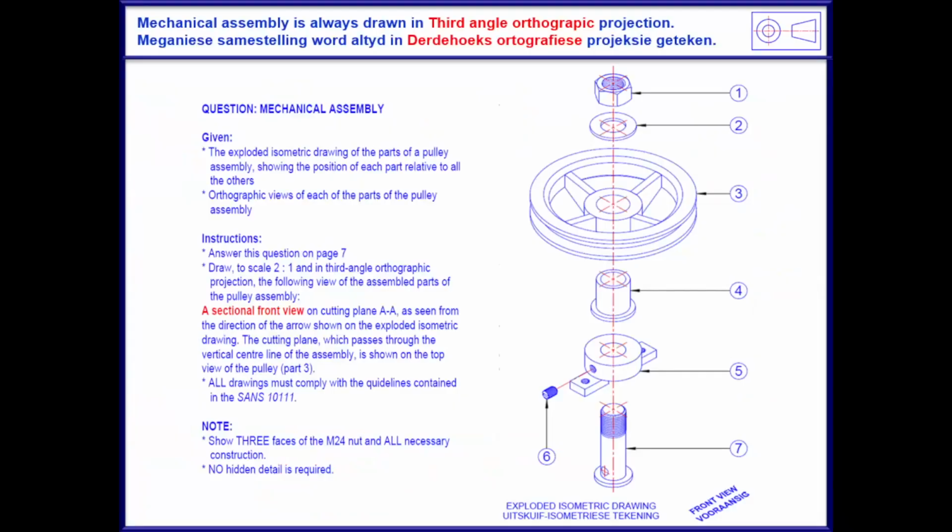When we read through the instructions: answer this question on page 7 and draw to a scale of 2:1 and in third angle orthographic projection the following view of the assembled parts of the pulley assembly. A sectional front view on cutting plane AA as seen from the direction of the arrow shown on the exploded isometric drawing. The cutting plane which passes through the vertical center line of the assembly is shown on the top view of the pulley part 3. And all drawings must comply with the guidelines contained in the South African National Standards 10111.